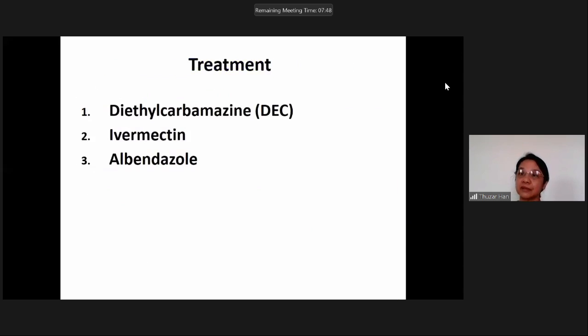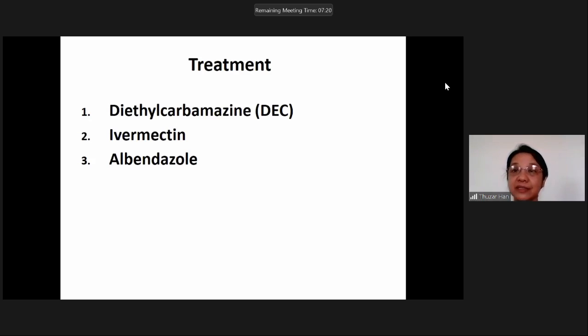The treatment, I think Dr. Lim already covered: DEC, ivermectin, albendazole. So these are 3 drugs. Usually you use a combination, especially because of the neglected tropical disease. The WHO has an ongoing process of elimination of filariasis.